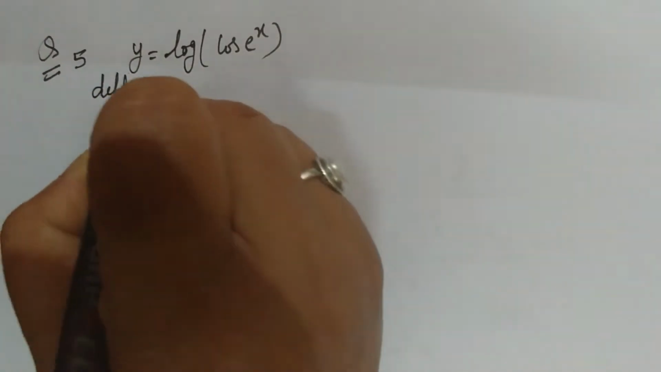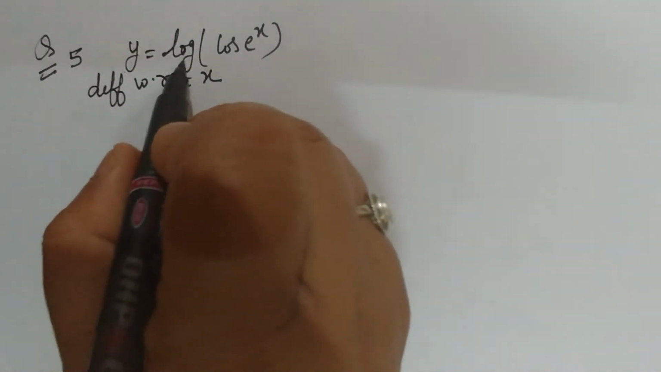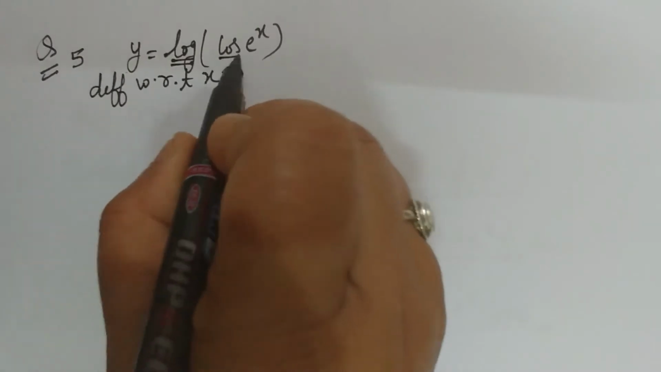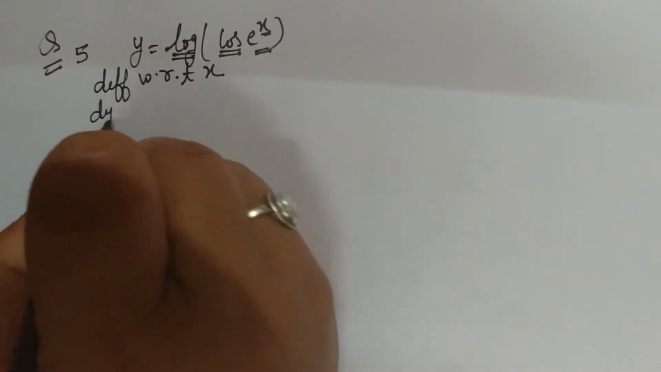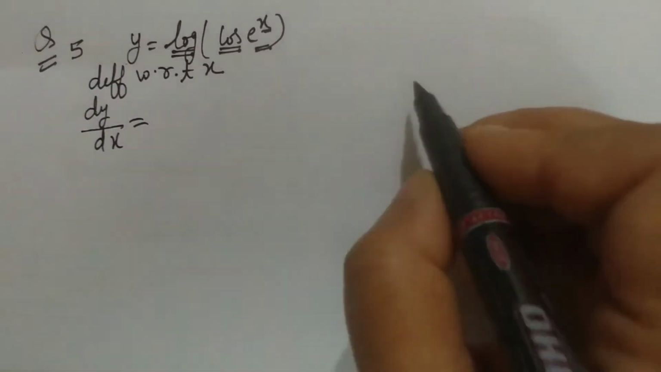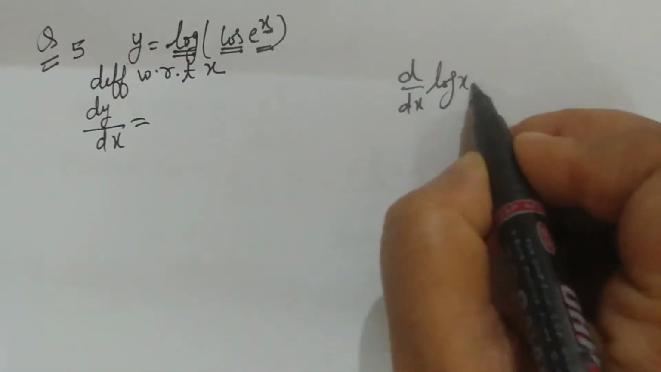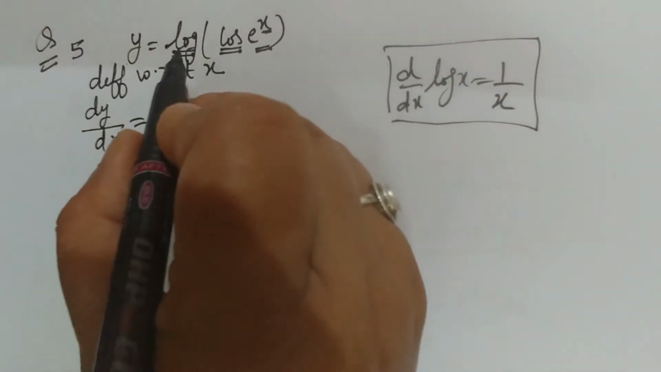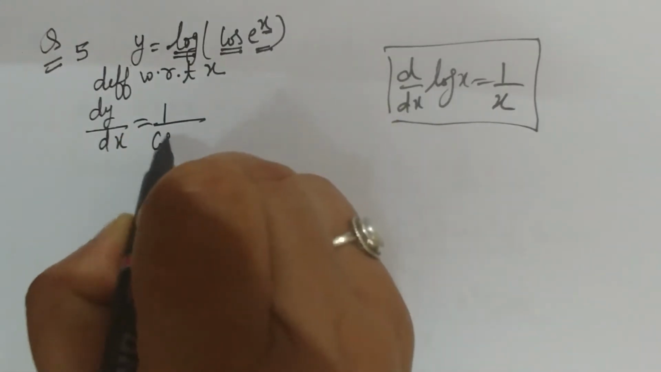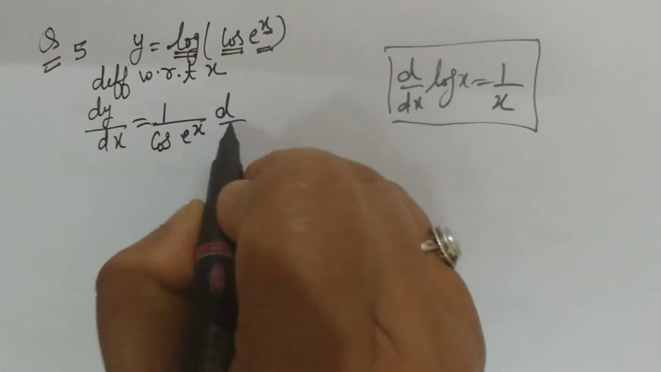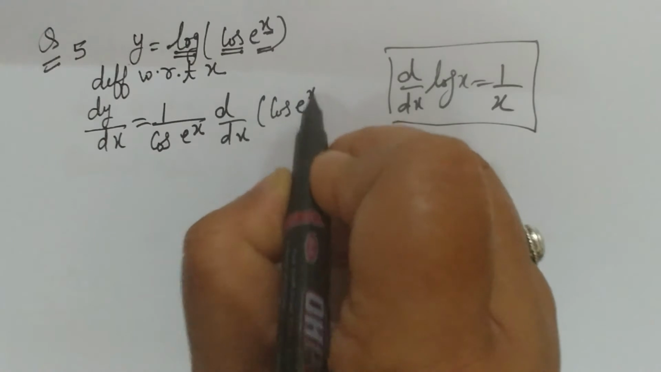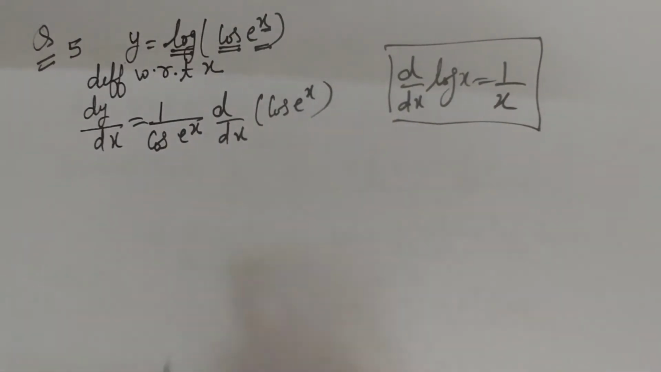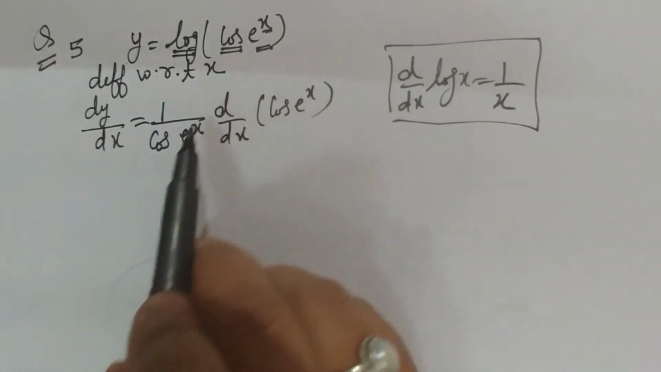Differentiating with respect to x. Firstly the term is of log, then of cos, then of e raised to power x, and as x is x, it will be simply e raised to power x. So let us differentiate it. dy by dx is equal to, now the derivative of log x is 1 upon x. So this is 1 upon cos e raised to power x, into d dx of cos e raised to power x. Clear? Log of x means it is 1 upon x and then d dx of cos e raised to power x.